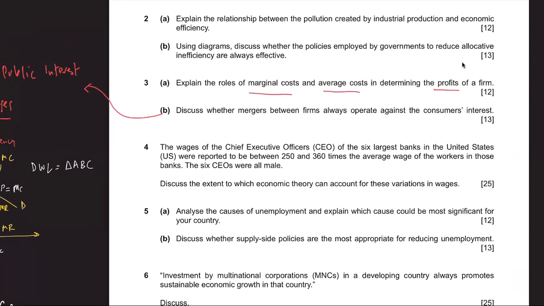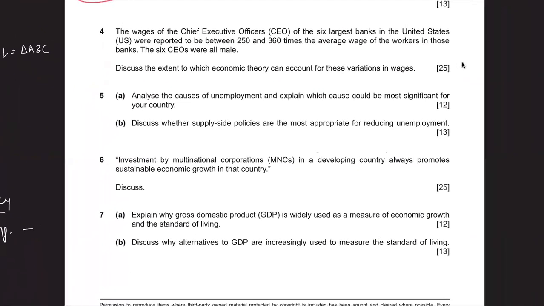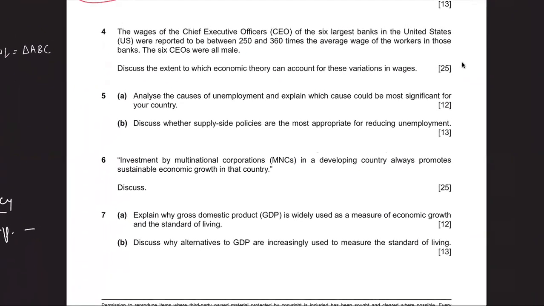Okay, unemployment. Part A doesn't have any evaluation. We don't write evaluation there, since part A is an analyze question, not a discuss question. So here you don't need to. Part B is where we need to talk about evaluation.